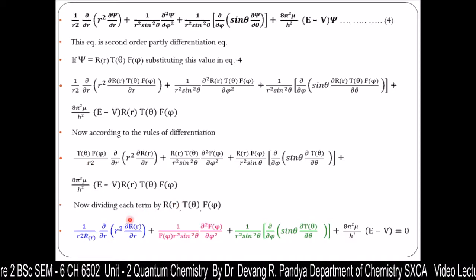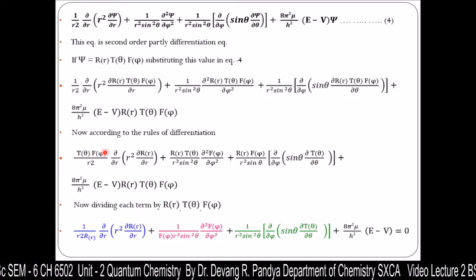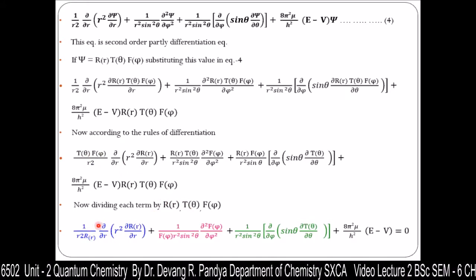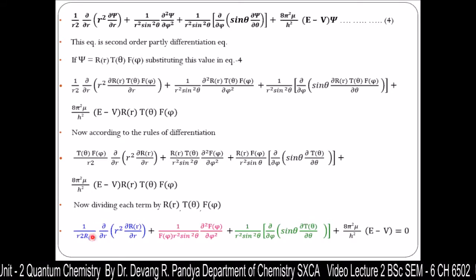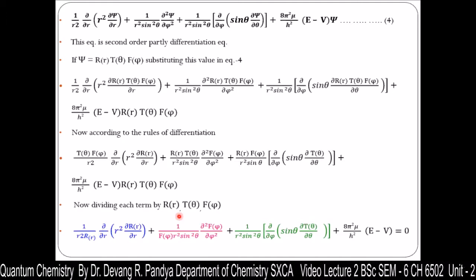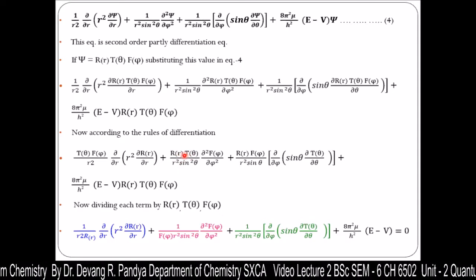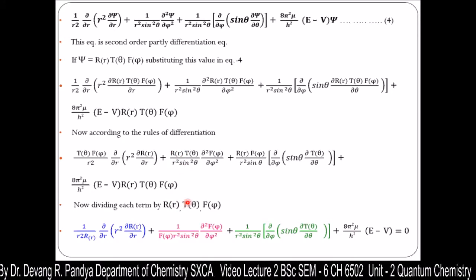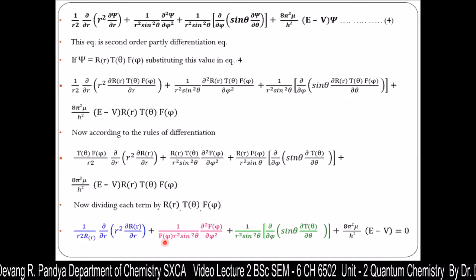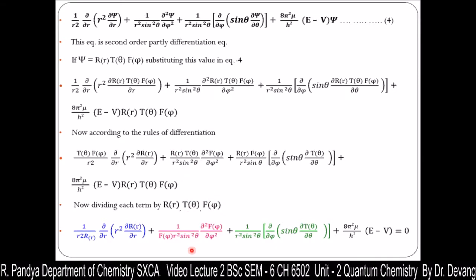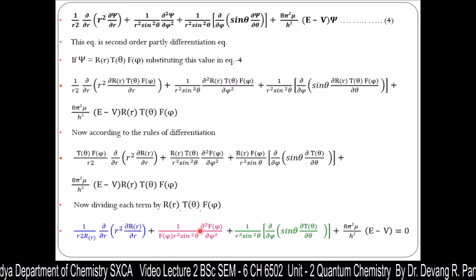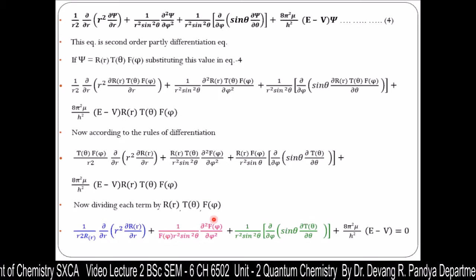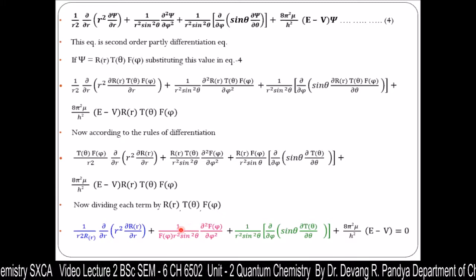Into 1 upon r square into Θ and Φ will cancel out each other, that you can understand. And I have changed the color because this is the r variable based equation, which is represented in blue color. Now here when you divide it by ΘΦ, r and Θ cancel out and it can be written as 1 upon Φ into r square sine square theta d square Φ by d phi square. This is the phi based equation, also theta is there, but this majorly is the phi based equation, and it is represented in this red or pink color.